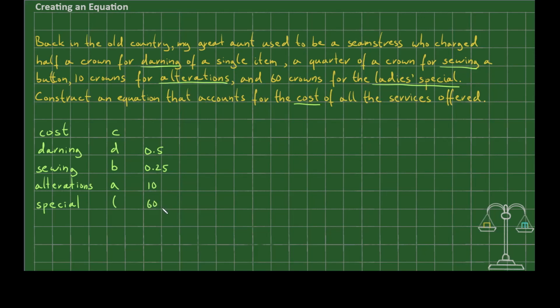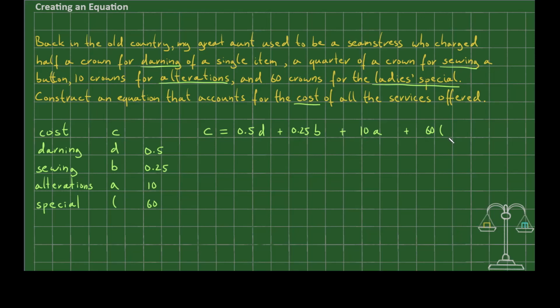How do I combine all of these into an equation? Ultimately, I want to figure out the total cost. So it is all about C, and I can say C equals, and now I need to think about all of the variables that contribute to the total cost. We have darning, we also have sewing of buttons, but we also have alterations, and finally we have the ladies' special. Each one of these items is associated with a cost per item. And here is my equation for this particular scenario.